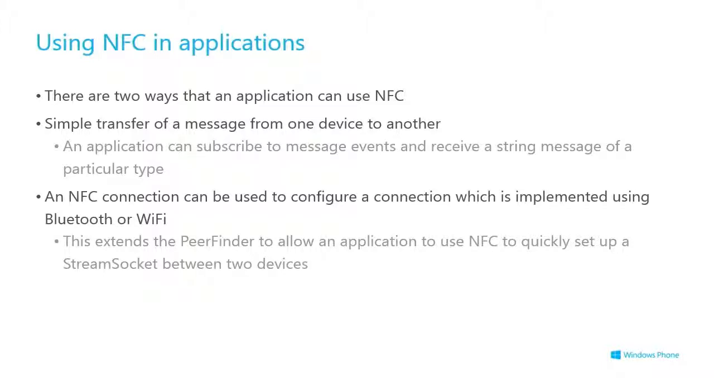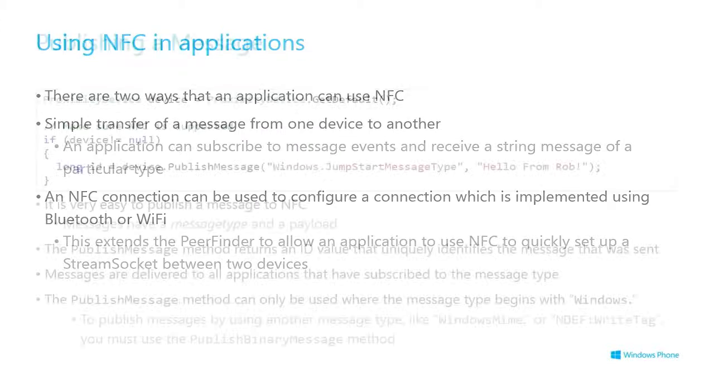Like I said, expanding on that. Simple message transfer. To enable that, you have to have a message type, a publisher and a subscriber. An application can subscribe to these message types, which are just strings, and then receive that string message. Or you can use it as a tap to connect, where our old friend, the Peer Finder API, can be used in this mode to quickly set up a stream socket between 2 devices. So you end up with the same scenario we looked at with the Bluetooth, except you're using a tap to initialize and set up that connection.